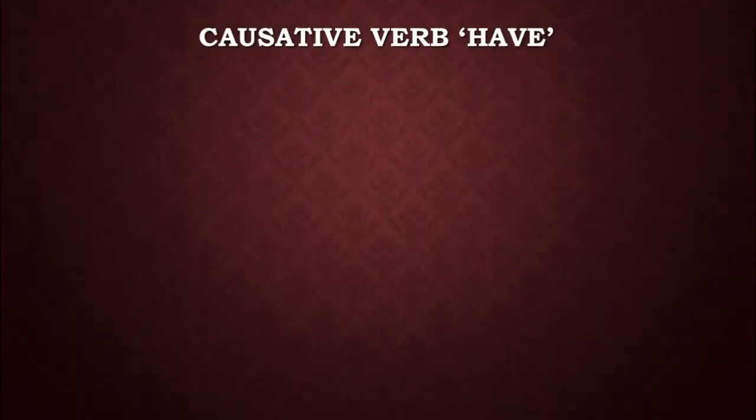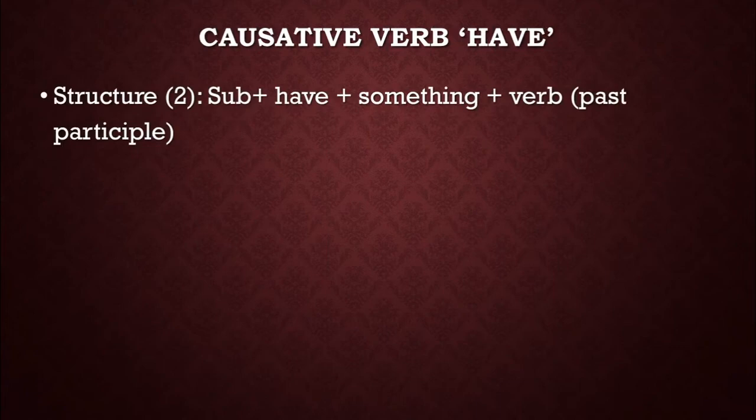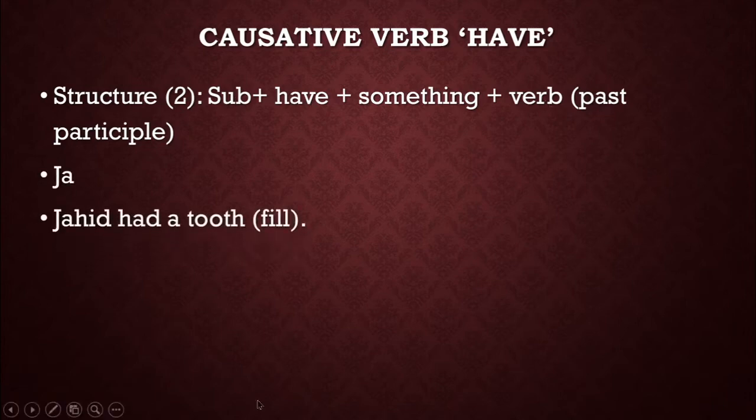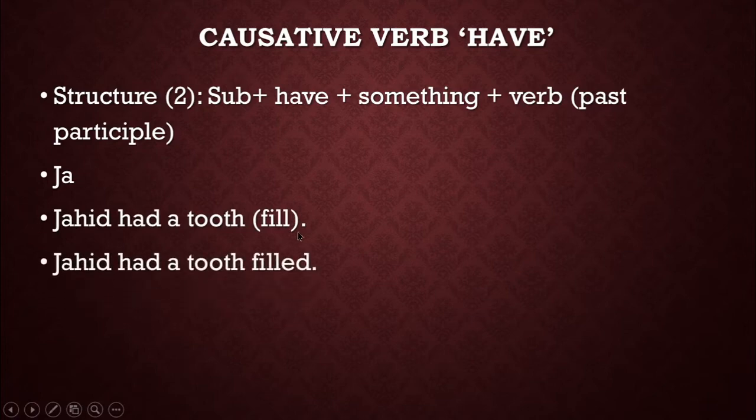Causative verb have. Here we have another structure for the verb have. When we want to use have with something, that is, have making something happen, we have to use this structure: subject, have, something, then the past participle form of the verb. Very easy. Jahid had a tooth fill. Here we have to change the verb into past participle form. Jahid had a tooth filled.